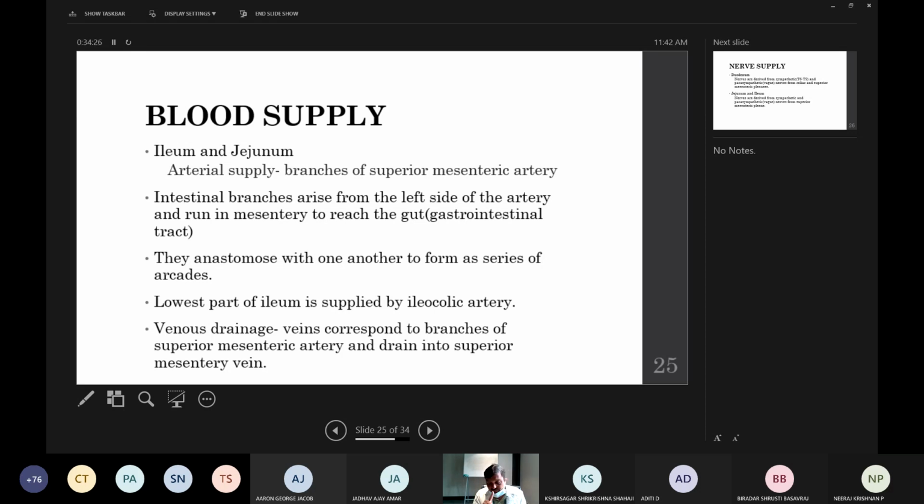One is because of length. Second one is because of the presence of valves of Kerckring. Third is the presence of villi. Fourth one is the presence of microvilli. And fifth is the presence of crypts.